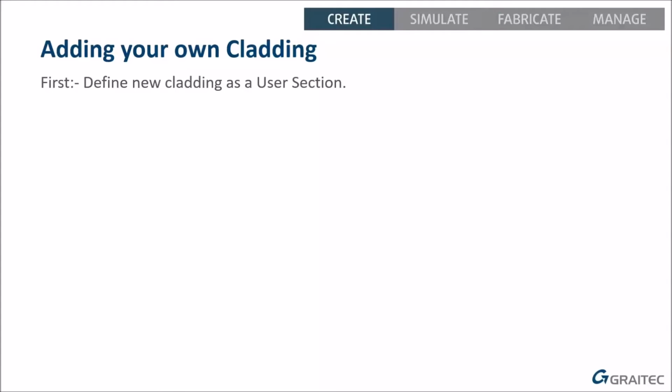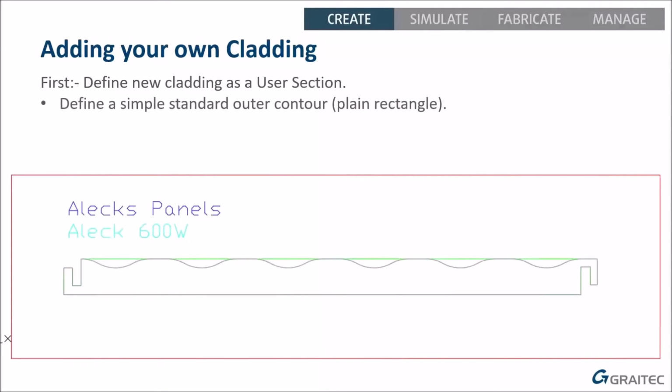So first of all, you define your new cladding sheet as a user section. These cladding sheets are basically really complicated beams. So they're fancy beam sections. You define it as a user section.